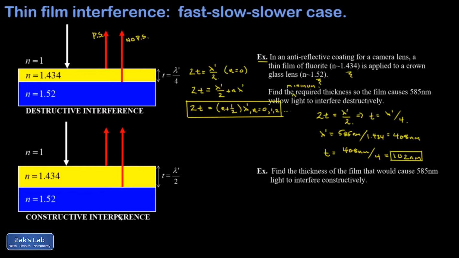All right, finally, we're going to cover constructive interference in the fast to slow to slower case. And I've already kind of given away that it should happen if the thickness of my thin film is lambda prime over 2. So let's try to figure it out. Again, the first reflection is phase shifted because that's a fast to slow transition. What about my second reflection? That's phase shifted at the interface of the fluorite and the crown glass because it's a fast to slow transition as well.